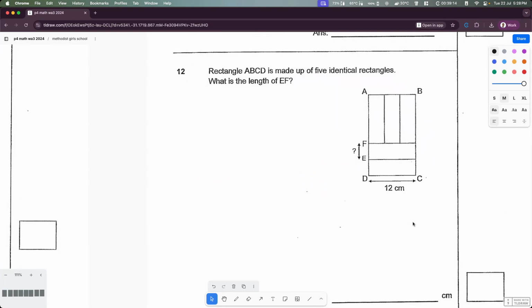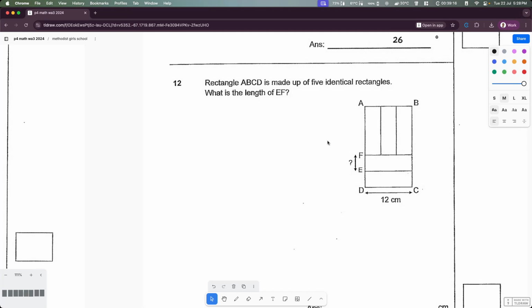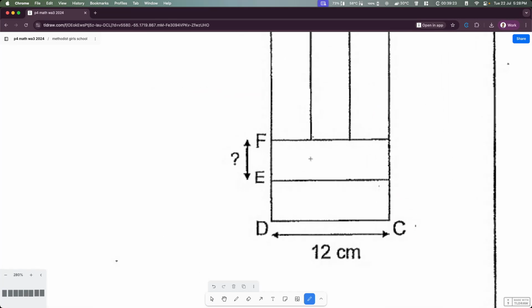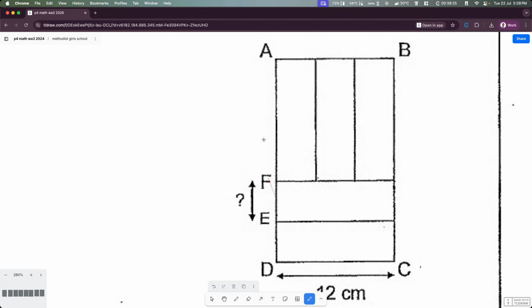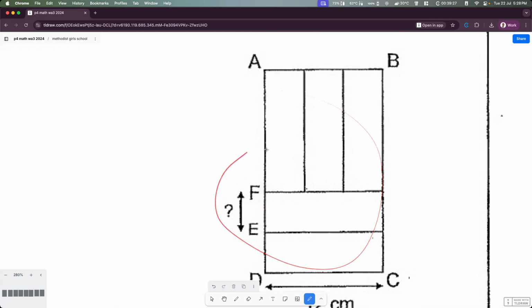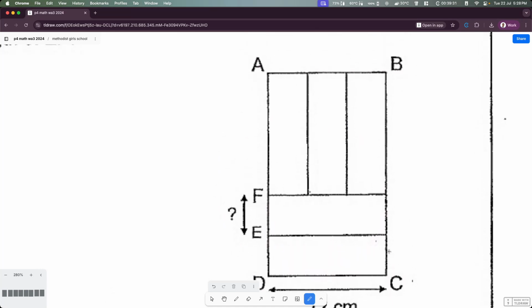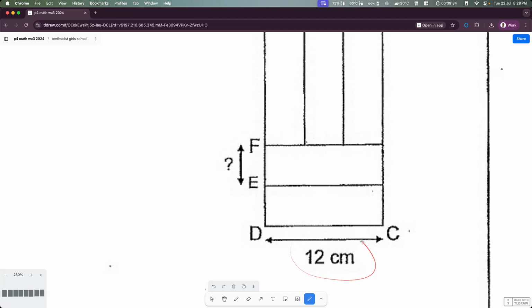Question 12. Rectangle ABCD is made out of 5 identical rectangles. What is the length of EF over here? All right, so we know all of these rectangles are the same. Then what we need to do is see what the different numbers inside this rectangle are. So we see that there's 12 centimeters.